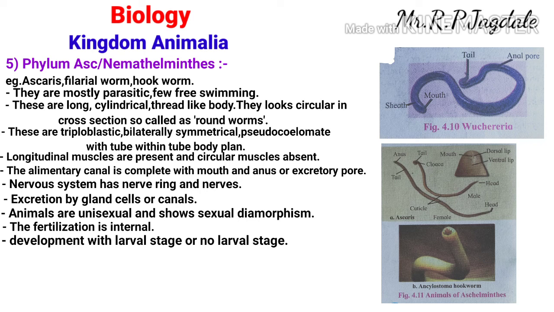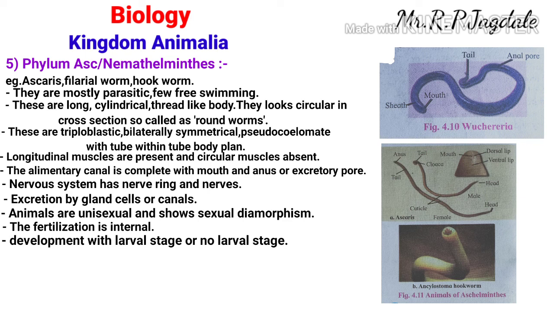The examples of this phylum are Ascaris, filarial worm and hookworm. Filarial worm is also called Wuchereria bancrofti or Wuchereria, and hookworm is called Ancylostoma. So examples are on your screen.